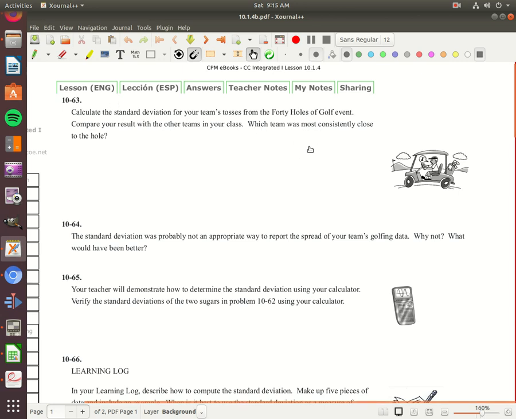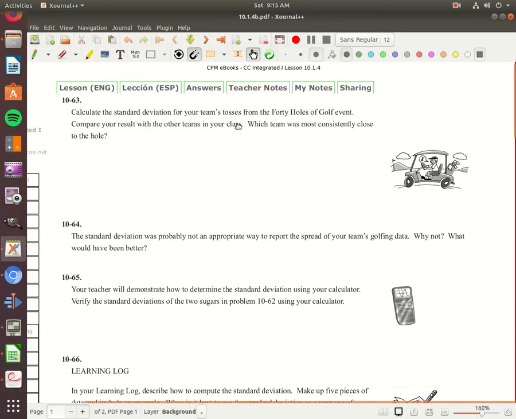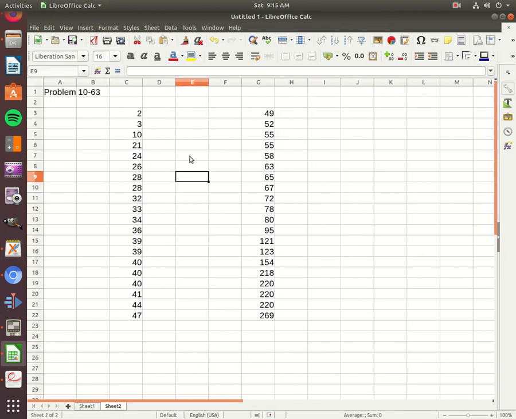All right, so 1063, it says calculate the standard deviation of your team's tosses from the 40 holes of golf event. Compare your result with the other teams. Well, we can't compare our results with the other team, but we can go here and we can calculate the standard deviation. If you'll recall, this was the data that we were asked to use. There's 5, 10, 15, 20, 25, 30, 35, 40 pieces of data. So we want to calculate the standard deviation of that, and I went ahead and pre-slugged this information. So you'll notice it shows up in 2 rows. So I'm going to have to add those together, but I need to have the mean.